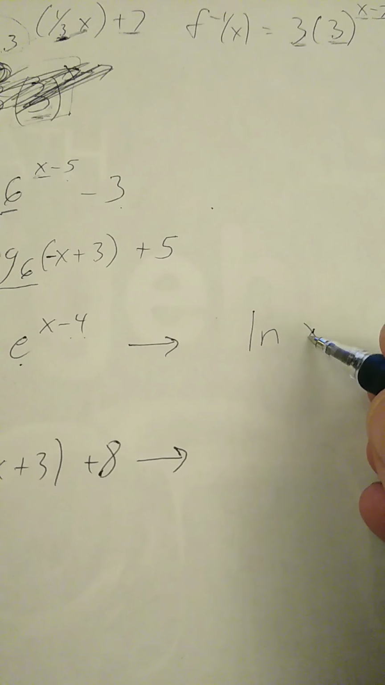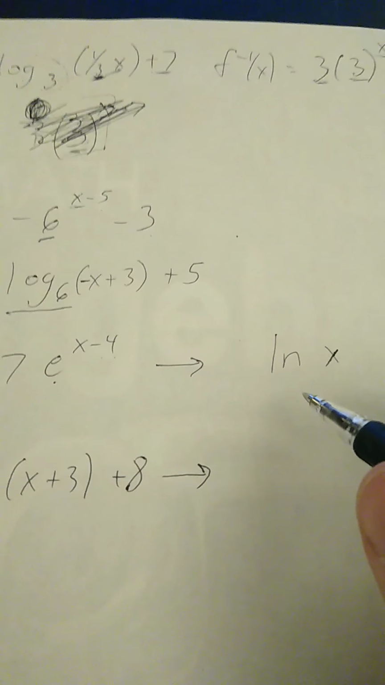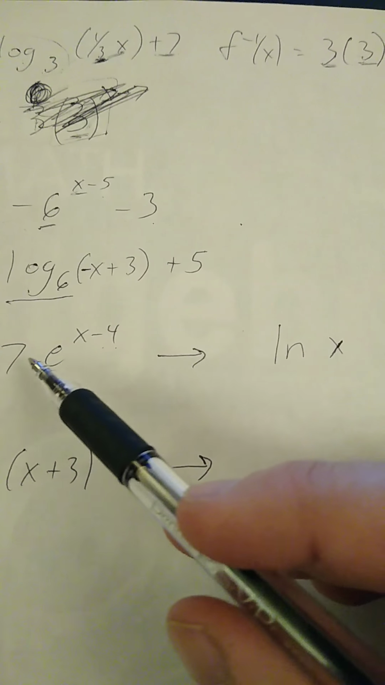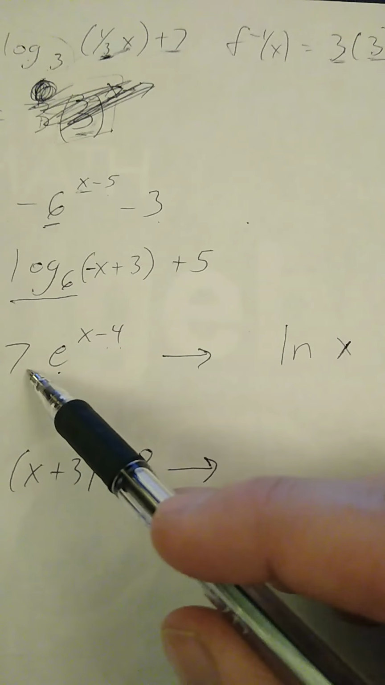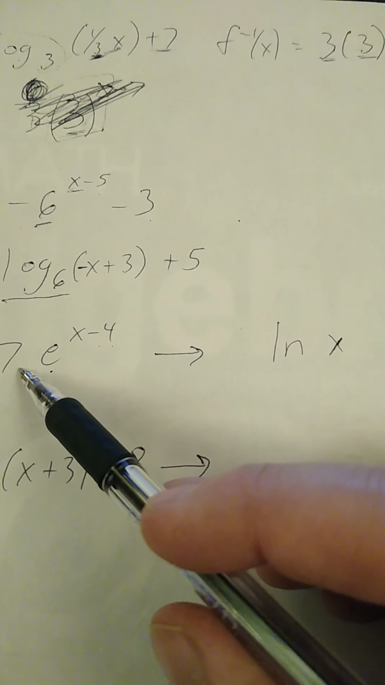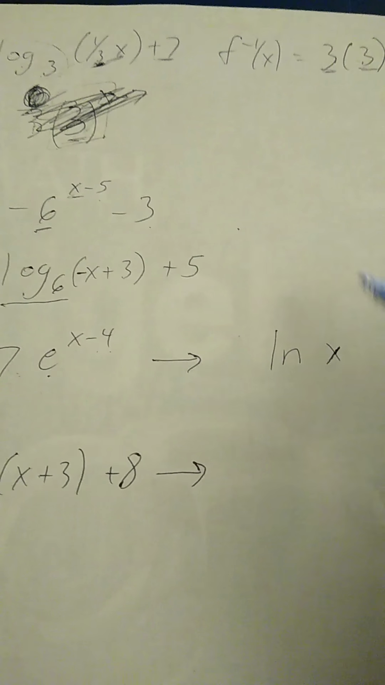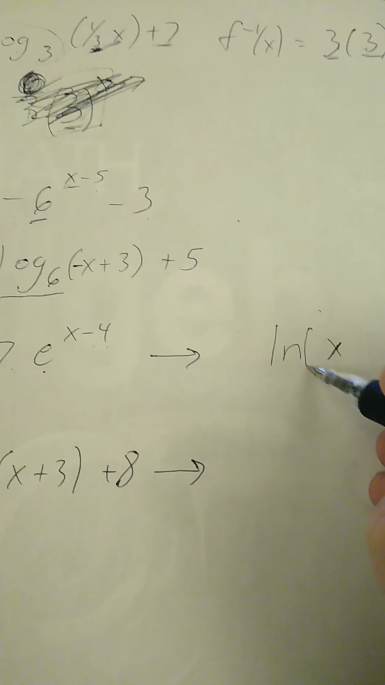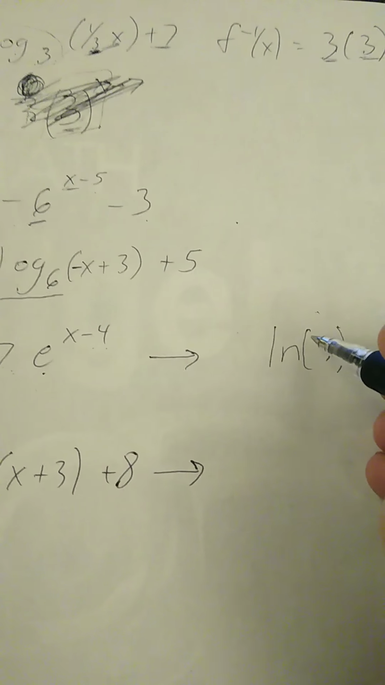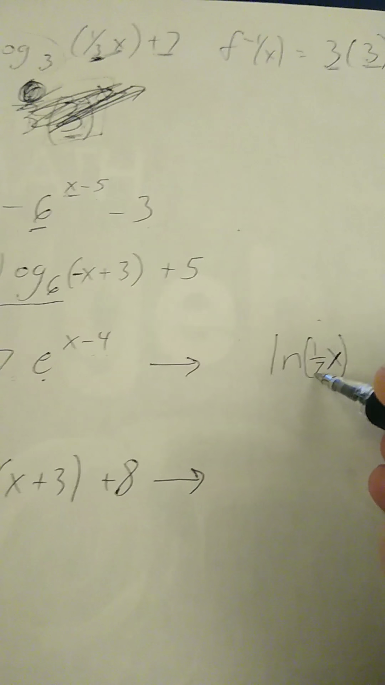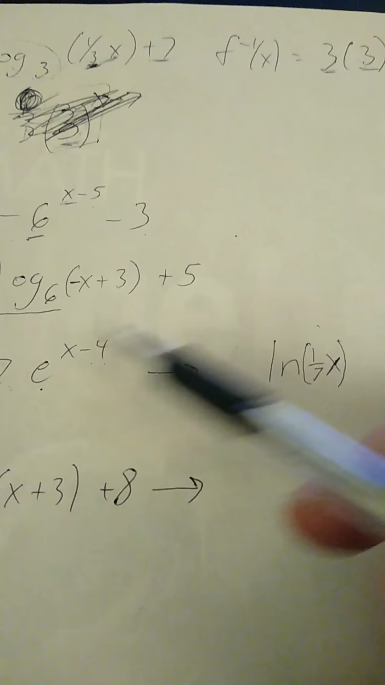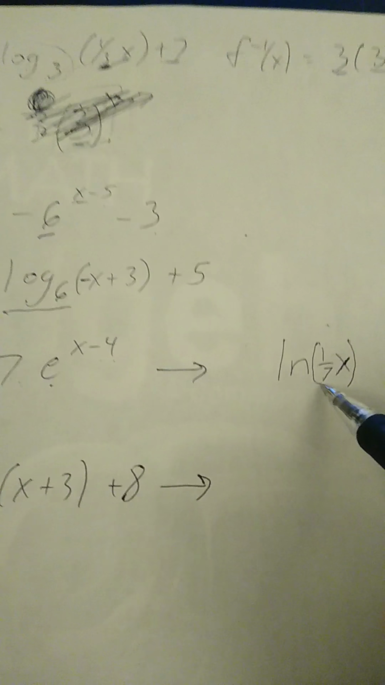So ln x would be the inverse to exponential base e. Now I have a times 7 on the outside. It's a vertical stretch by 7. Well, if I'm going to multiply by 7 on the outside, I would have to divide by 7 on the inside. So we're going to create a parentheses here, and inside the parentheses, we're going to divide x by 7. Vertical stretch by 7, horizontal stretch by 7.